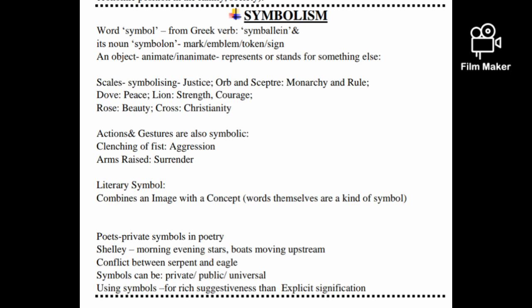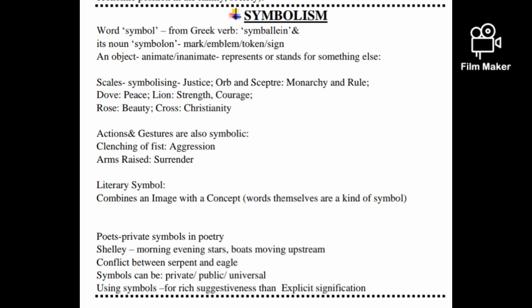So this symbolism, the possibility for you to make use of something to represent something else, has been made use of by many writers in literature. And that's why you call it symbolism, the technique of symbolism. Okay, so how can one object represent some other thing? How does it become possible? Let me get you some examples.